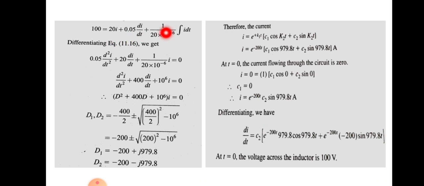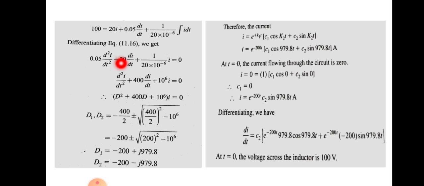This is a differential equation. First you can avoid this integration symbol, so you have to differentiate this equation again. So you will get differentiation of 100 gives 0, and this is 20 into di by dt, and 0.05 into di by dt will go to 0.05 into d square I by dt square, and this term will be 1 by 20 into 10 raised to minus 6 into I. So when we are differentiating it, we will get this equation like this.